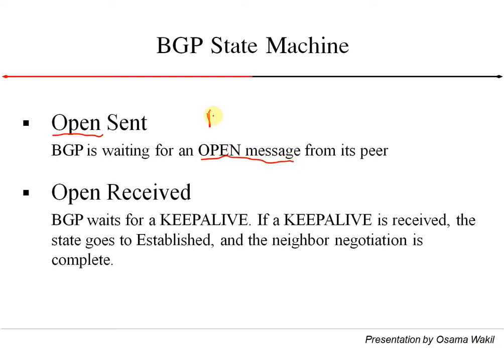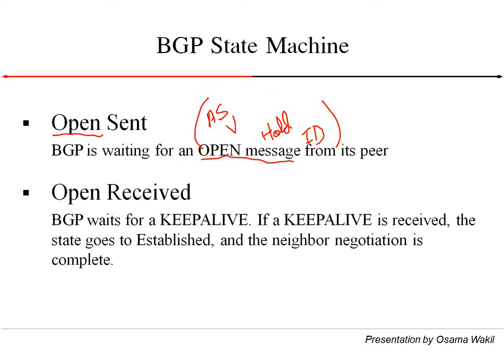So what it is: AS number, the BGP version, and then the hold timer, and after hold time, it's the BGP ID. So these four things together make up our open message.